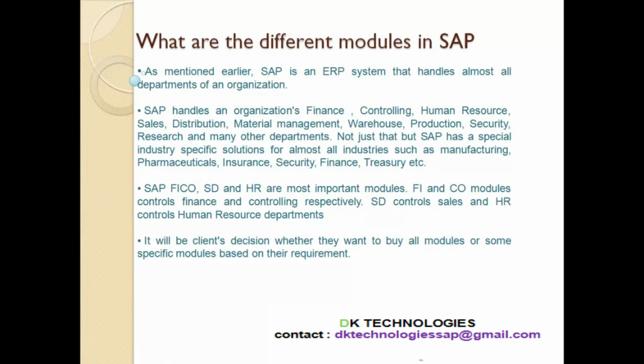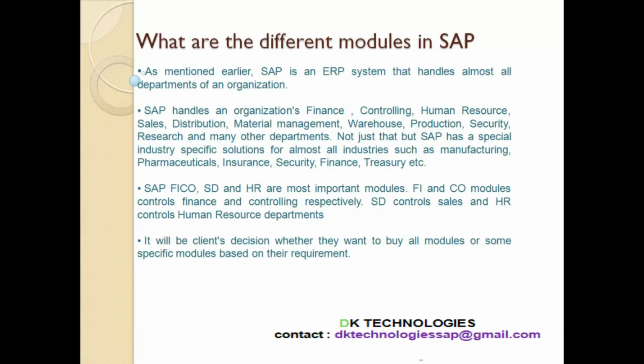Now, what are the different modules in SAP? Normally you might be hearing from your friends, like somebody is an SAP SD consultant, someone is an SAP finance consultant, someone is an SAP MM consultant. So what are the different modules in SAP? As I mentioned earlier, SAP is an ERP system. So SAP handles an organization's finance, controlling, human resource, sales distribution, material management and different other departments, because these are the different departments in an organization.